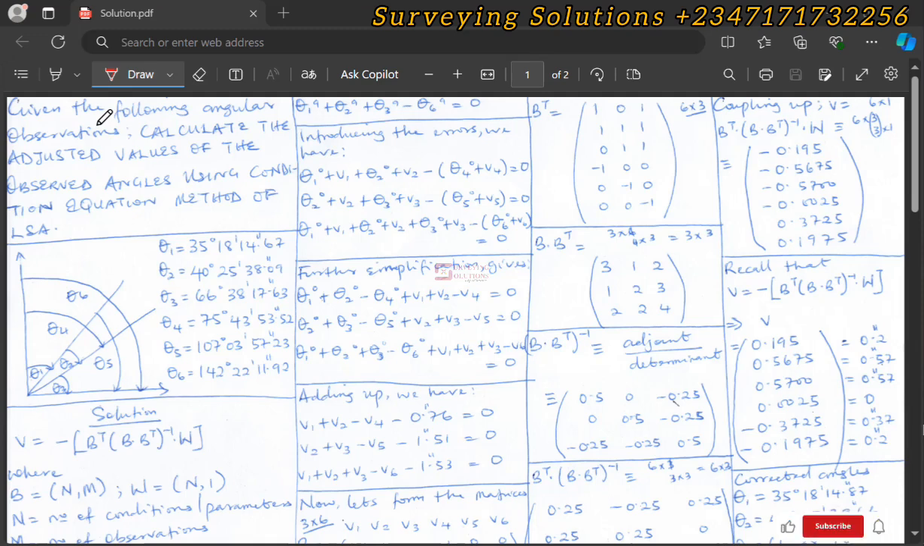How have you been? On today's tutorial, we are going to look at this question on adjustment computation, and then we are going to solve it using the condition equation method of least square adjustment, right?